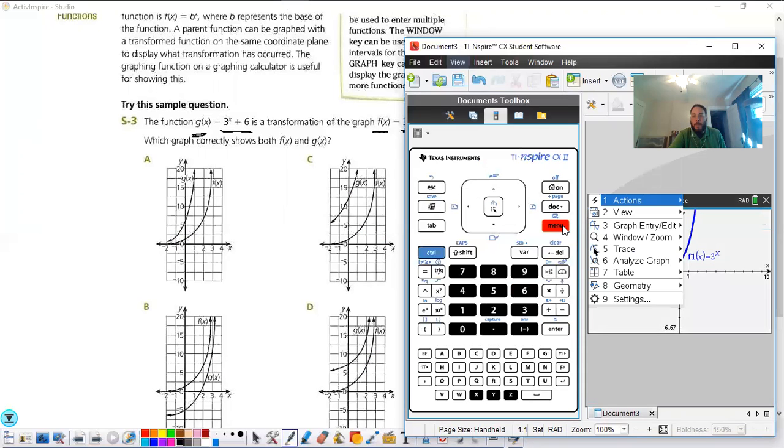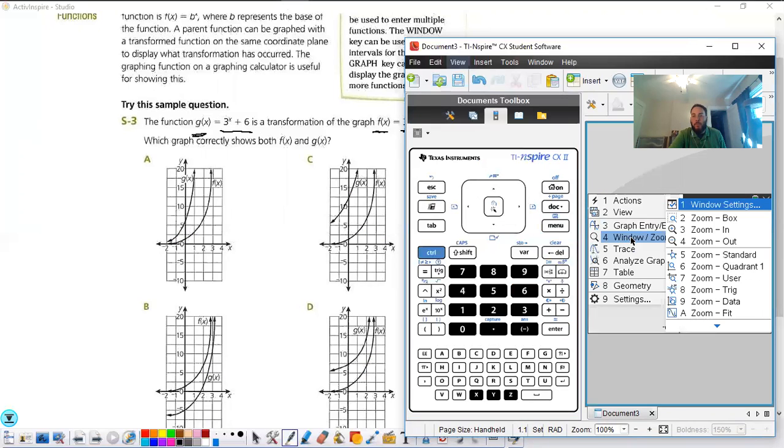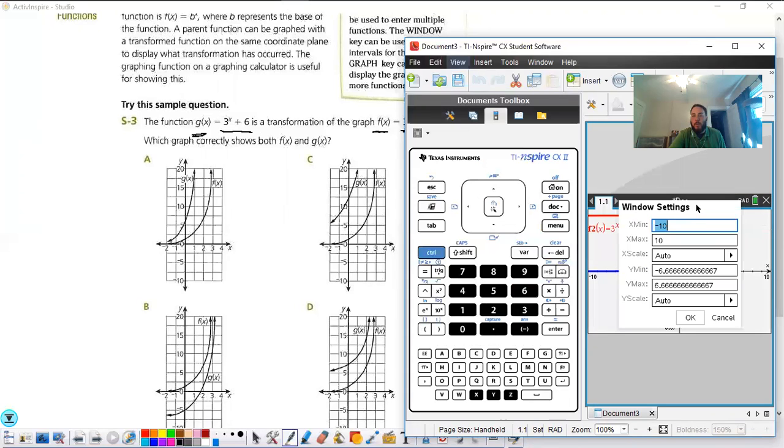So what we're going to do is go to menu and go to 4 window, 1 window settings. If you look here, our x minimum is going to be -2. The x maximum is 4. And then here we're counting on our scale. We want to count by 1.